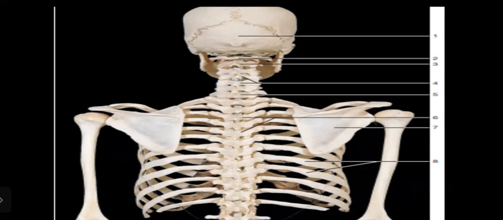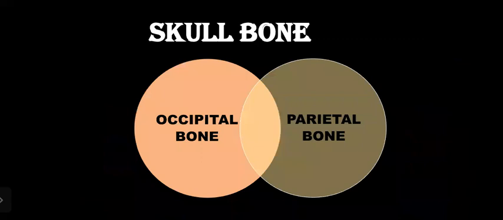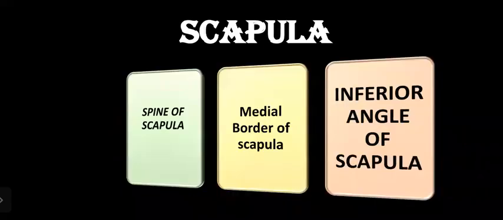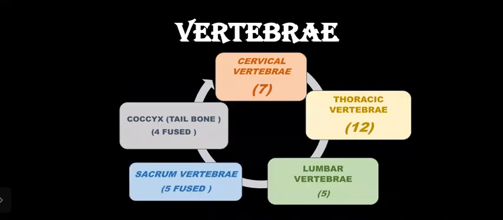So for the skull bone, from the back we can see two bones, that is the occipital bone and the parietal bone. For the scapula, we see 3 parts: spine of scapula, medial border of scapula, and inferior angle of scapula. We also have muscles associated with them, so we'll see them in our further slides. Then we have the vertebrae, as we have already discussed. The vertebrae is divided into 5 parts, that is cervical vertebrae, thoracic vertebrae, lumbar vertebrae, sacral vertebrae, and the coccyx.